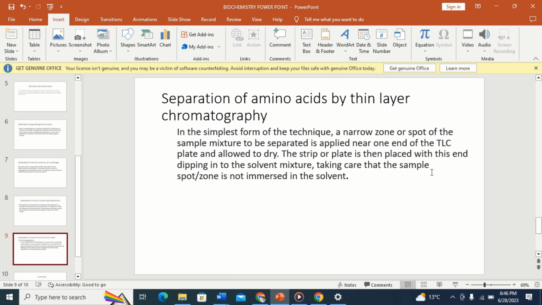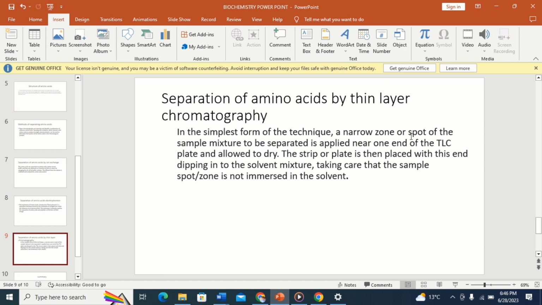Very good. Thin layer chromatography. That is the abbreviation. Continue. So the strip or plate is then placed with its end dipping into the solvent mixture, taking care that the sample spot or zone is not immersed in the solvent. Very good. So that is what it entails by the separation of amino acid by thin layer chromatography.